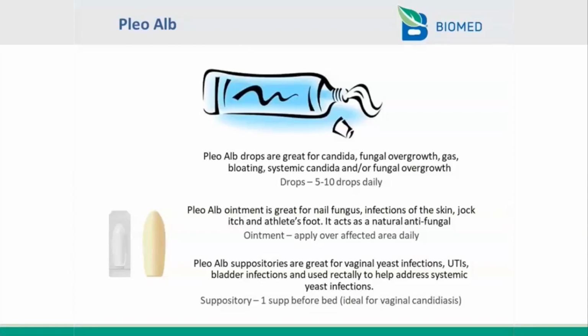There's also ointment that can be used on the skin for any rashes and then also on the nails for nail fungus. And it works like a natural antifungal. And then you've got the suppositories, which are great for vaginal yeast infections and urinary tract infections and bladder infections. And then you can also use them rectally for addressing systemic yeast infections as well, or kind of just working overall systemically. And generally use one suppository before bed.